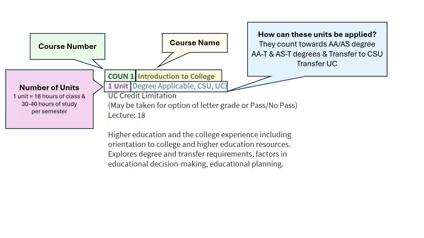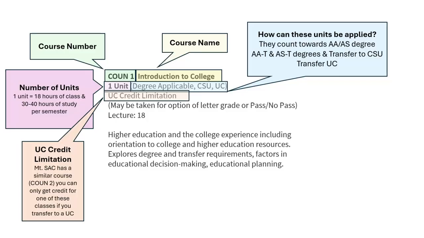This section here shows you how you can use the units. In this case, they count towards an AA or AS degree. That's what degree applicable means. They transfer to Cal States, which means they can also be used for an AAT and SAT degree. And they transfer to UCs.